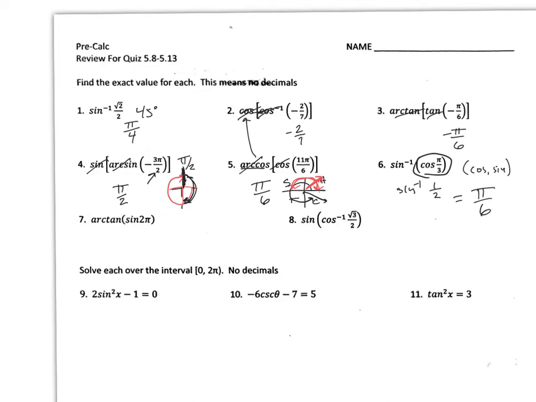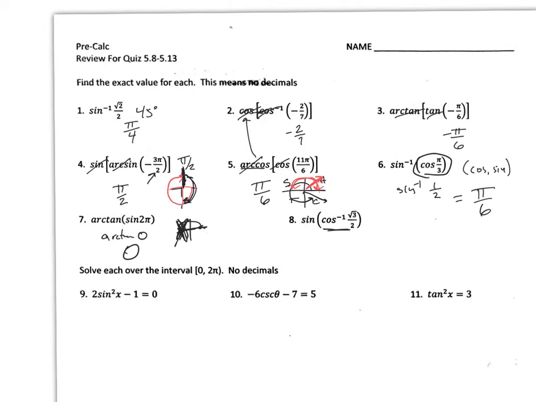So again, start here. What is the sine of 2 pi? The sine of 2 pi is actually 0. And the question now says arctangent. So what angle has a tangent of 0? Now there's two locations that have a tangent of 0, here and here, right? But arctangent is not allowed over here. So that means we have to just go with 0.